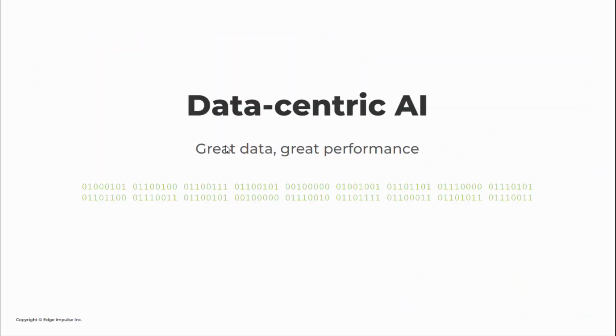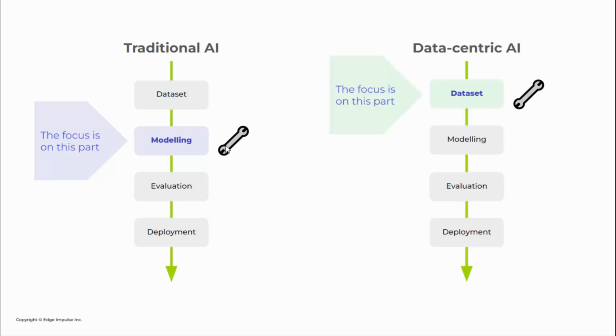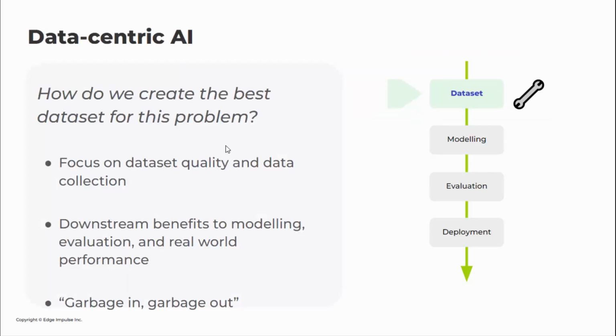So the second big topic is data-centric AI, and the idea that you really need great data to have great performance. The inverse is garbage in, garbage out. Traditional AI focuses on modeling. We're sort of saying, how do we train the best model for this particular data set? But with data-centric AI, we move the focus up a little bit. We're focused on the data set instead of just the model. And this is really asking, how do we create the best data set to solve this problem? And the reason this is awesome is because we're focusing on the first node in our chain, and it has a knock-on effect downstream into every other section. So if you do a good job here, everything else becomes much easier.